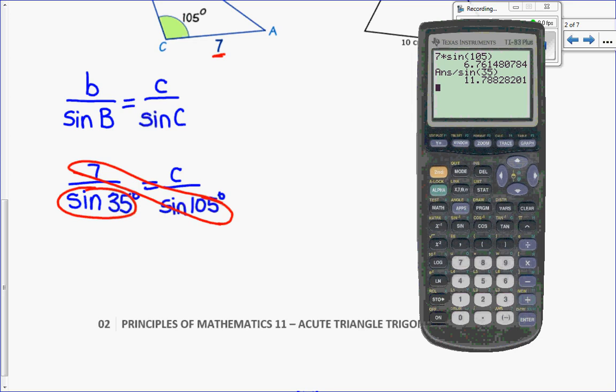And because this is a side length, it's told us to round it to the nearest tenth. So that tells us that C is actually 11.8 if we rounded it to the nearest tenth. Okay, we don't know what units we're using because it hasn't told us if this is centimeters or meters. Most questions would. Okay, pretty simple to use, isn't it?